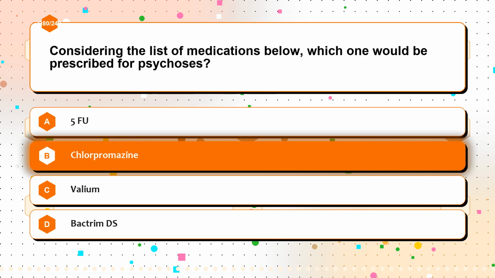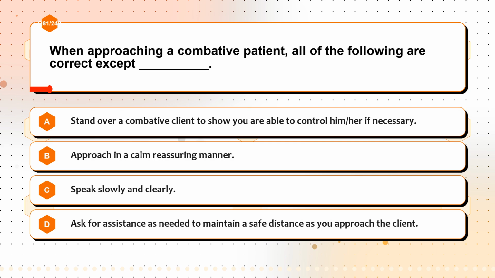The correct answer is option B, chlorpromazine. Question 81. When approaching a combative patient, all of the following are correct except blank.